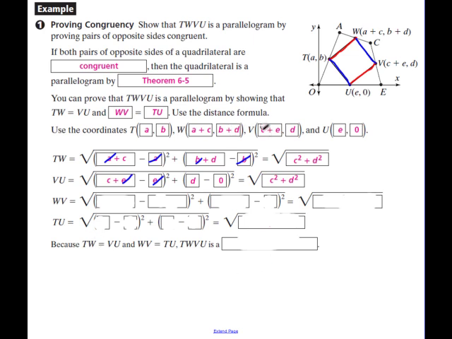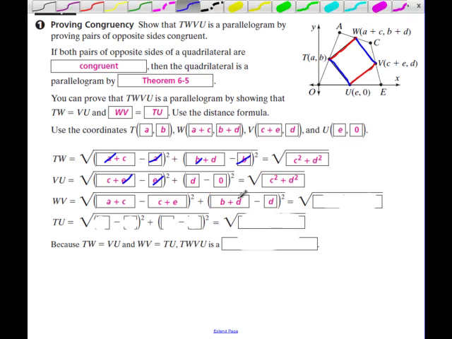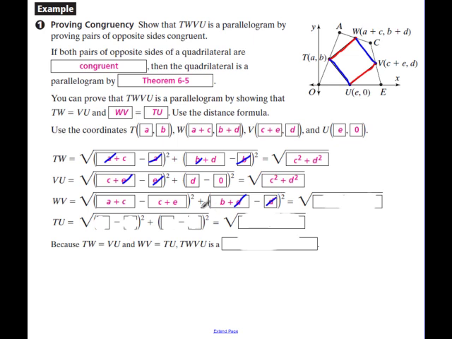So we can take W and V. Again, we take the x coordinate from W, subtract the x coordinate from V, and then do the same for y. Again, we get some cancellation here, d minus d, and here we get c minus c. So in the end, we're just left with a minus e squared plus b squared under our radical.